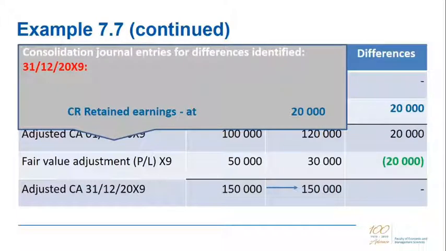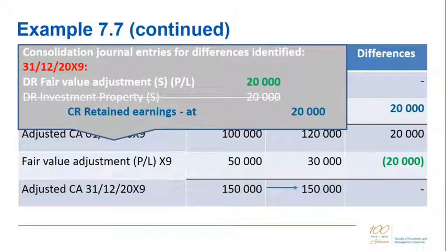At the end of 20x9, it is the fair value adjustment through profit and loss of S that's different from what I want it to be. It's no longer the investment property, as this 150,000 Rand in the TB of S is also the correct value for group statement purposes. So the debit leg would be to the fair value adjustment of S through profit and loss. This journal entry changes the profit of the group and also the profit of the subsidiary included in the profit of the group.